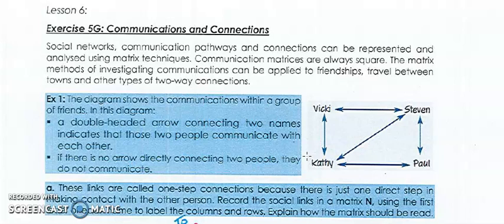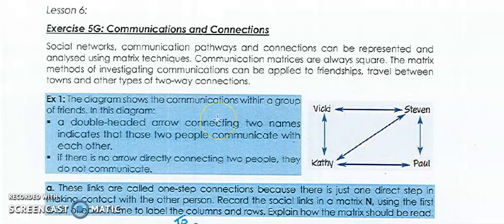So this diagram that we're going to look at now shows the communications within a group of friends. There are 4 people: Vicky, Stephen, Kathy, and Paul. The 2 notes you want to see here: the double-headed arrow connecting the 2 names indicates that the 2 people communicate with each other. And if there is no arrow directly connecting 2 people, they do not communicate. So in this instance, Vicky can communicate with Kathy and vice versa. Vicky can communicate with Stephen and vice versa. But Vicky does not communicate with Paul because there's no arrow.